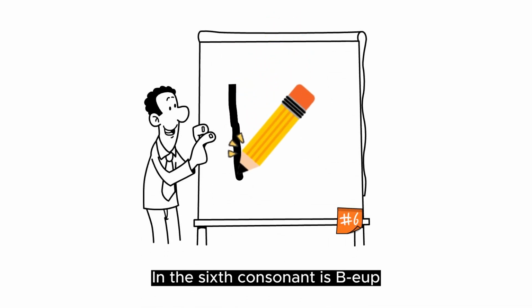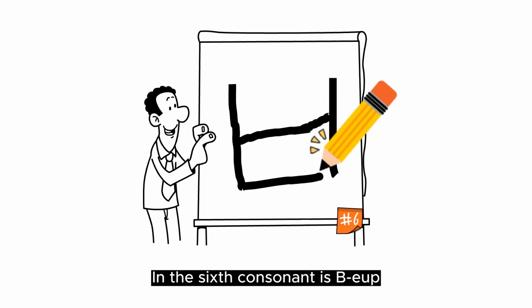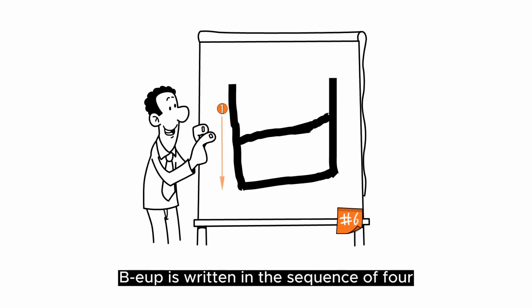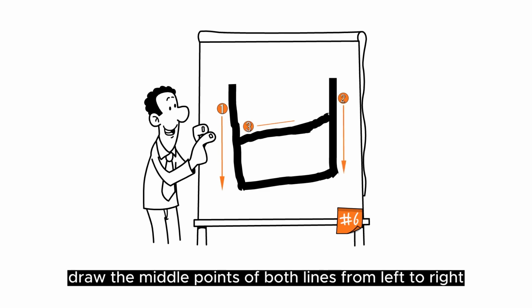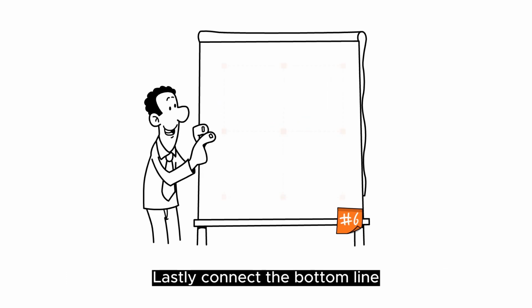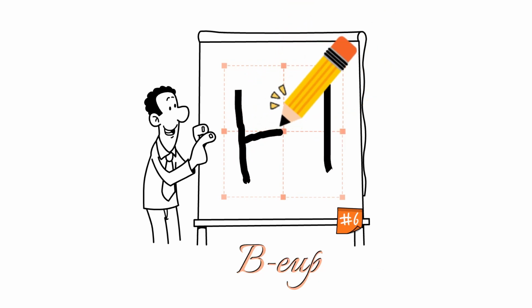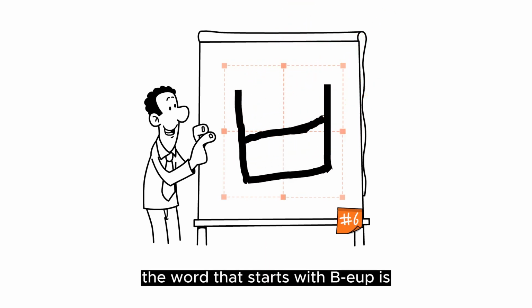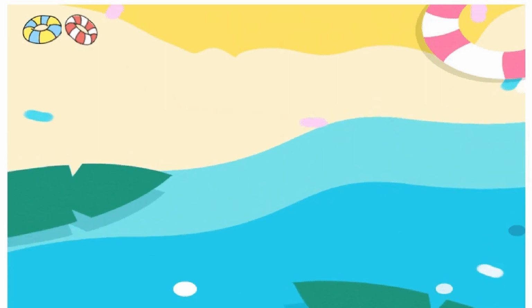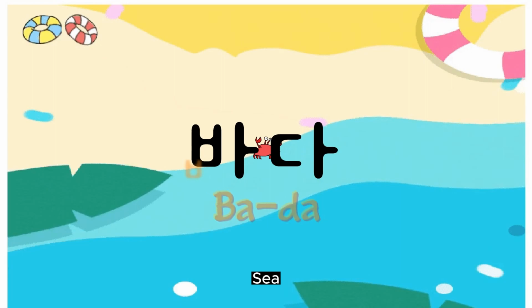The sixth consonant is 비읍. It is written in the sequence of 4 steps. Draw a line from top to bottom. Move to the right and draw the same line. Draw the middle points of both lines from left to right. Lastly, connect the bottom line. Let's write it in the square again. 비읍. The word that starts with 비읍 is sea. 바다, 바다.